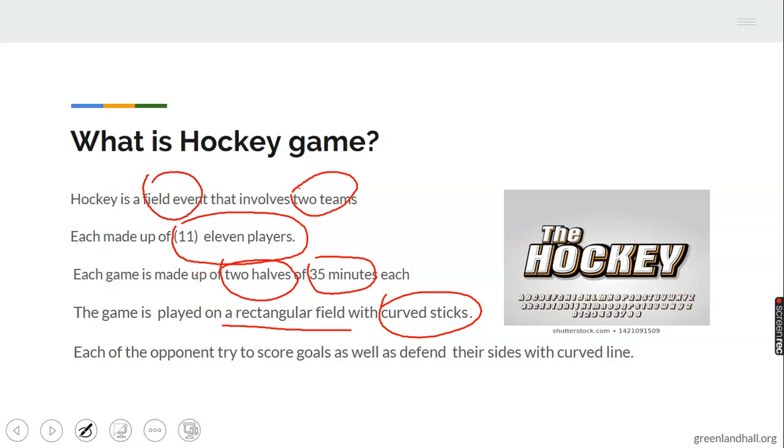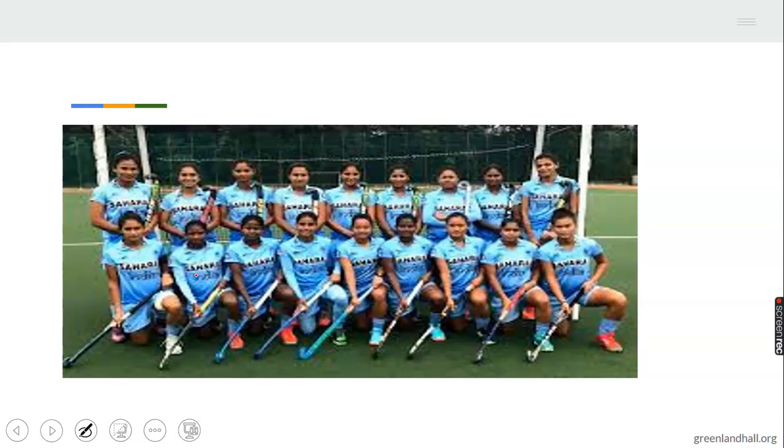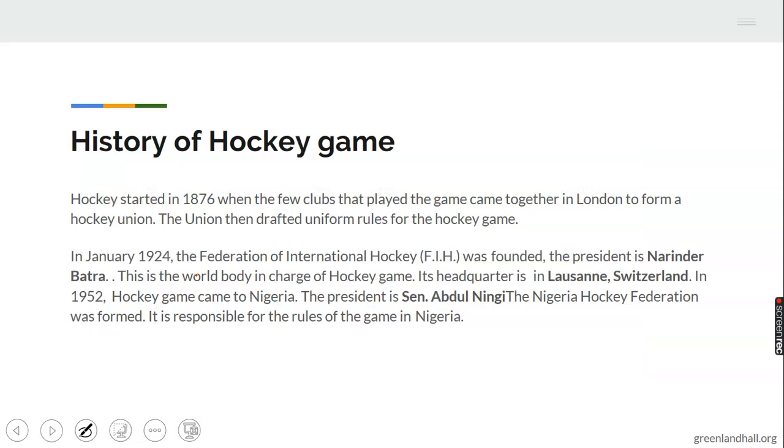Okay, let's quickly go to what we need to know again about hockey. You can see those players there, they are well kitted, fully kitted. Wow. Can't you see they're looking beautiful? Good. Now, let's go quickly to the history of hockey game. How did hockey come to be? Where did it start from? How did it start? And so on and so forth.